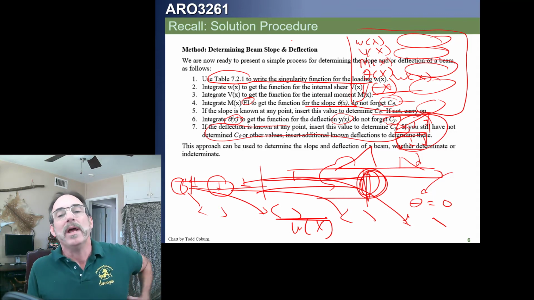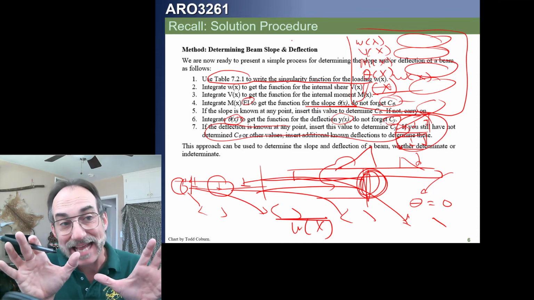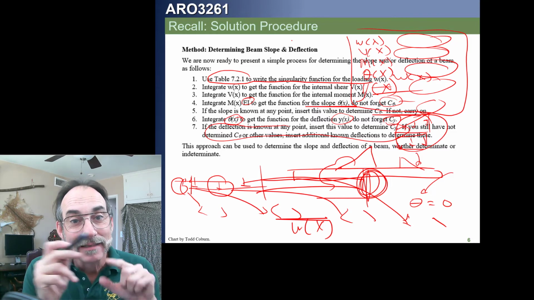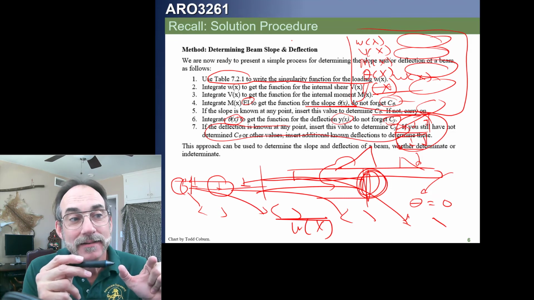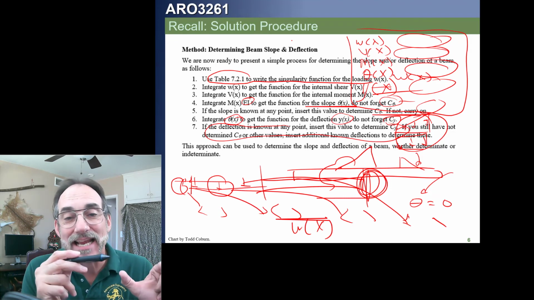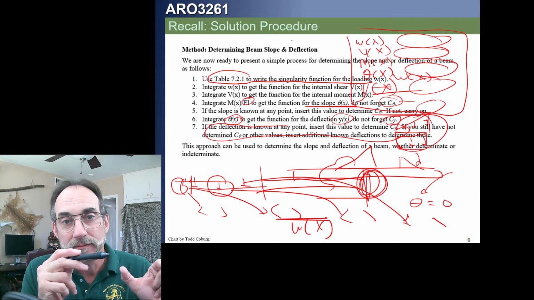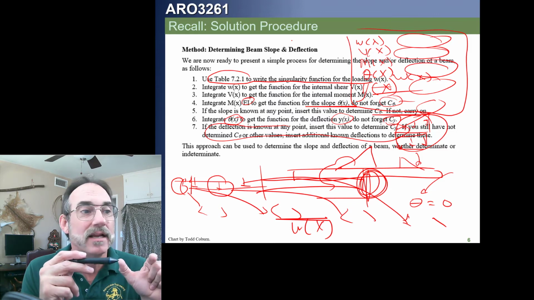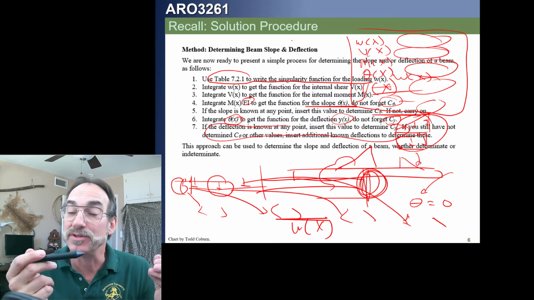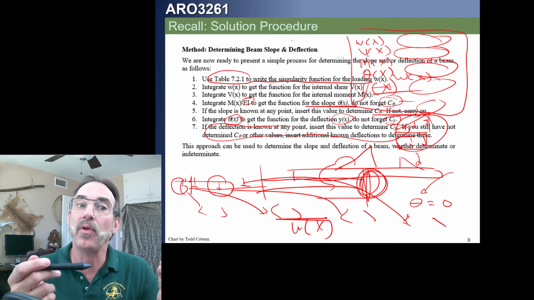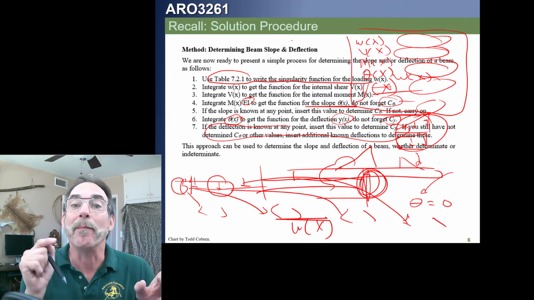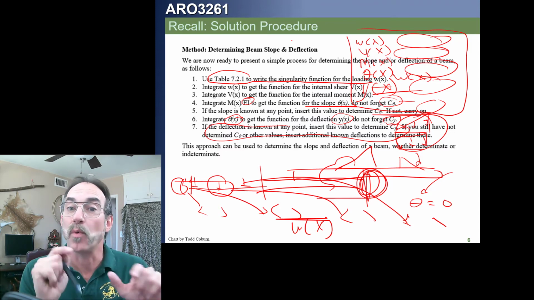Now, when we analyze a statically indeterminate beam, we're going to do this exact same procedure. The only difference is not actually a difference. It just means it's more rigorous, in that we're going to have more unknowns. An indeterminate beam will have additional unknowns that will be solved by imposing our boundary conditions. We'll need to impose more and more boundary conditions.